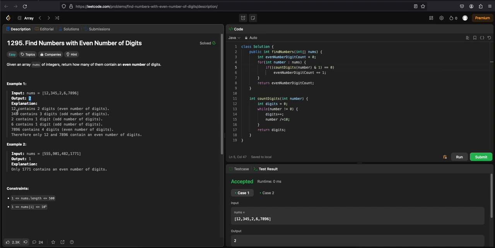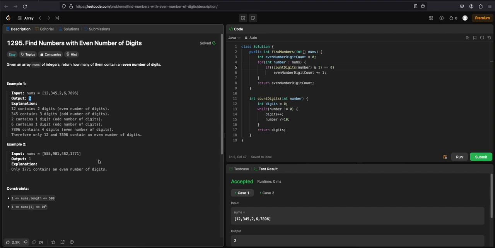So yeah, what's the first idea that comes to our mind? The first idea is to go through each number. Somehow I have to know how many digits the number has. How can I do that? I can either convert that number to a string and then check the length of it, or I need some way to figure out how many digits are there in that number.